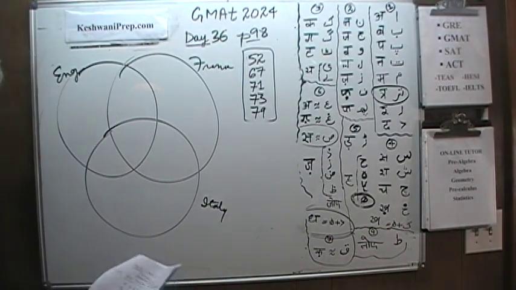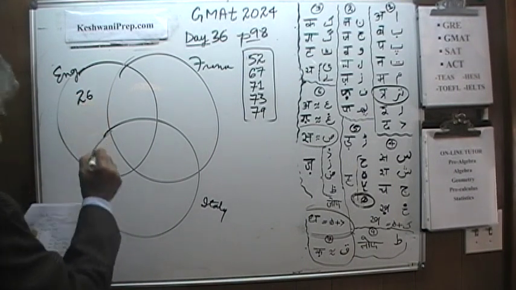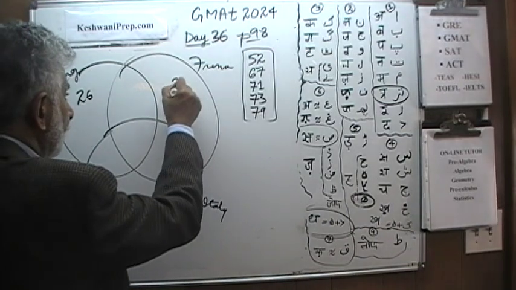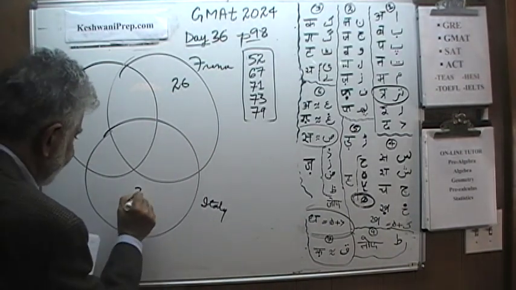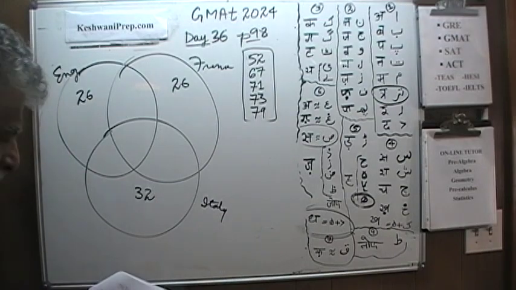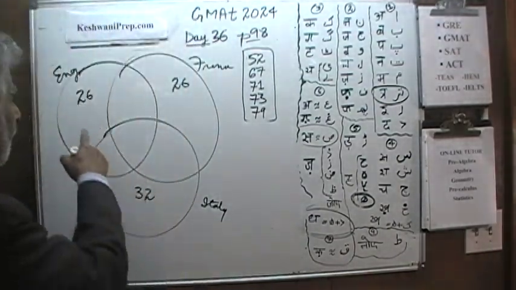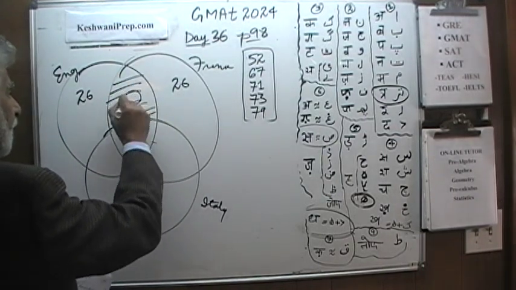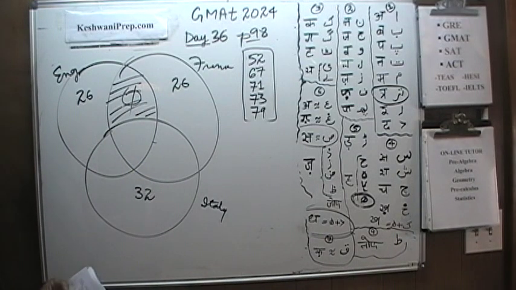We were told that 26 people went to England. We were further told the same number of people went to France. And we were told that 32 people went to Italy. Now let's see what happens. We were told that there was nobody who went to both England and France. We're talking about this area right here. This portion right here is a big fat 0. And since it's a big fat 0, we don't have to do any adjustment here.